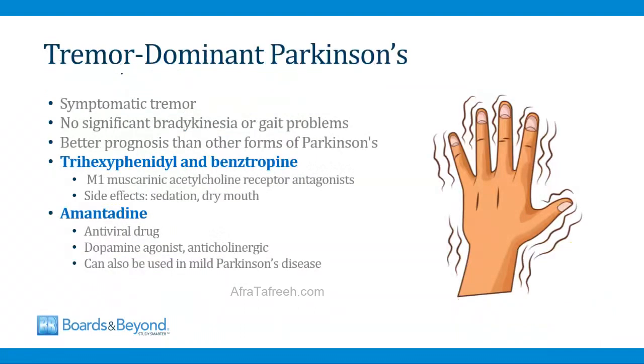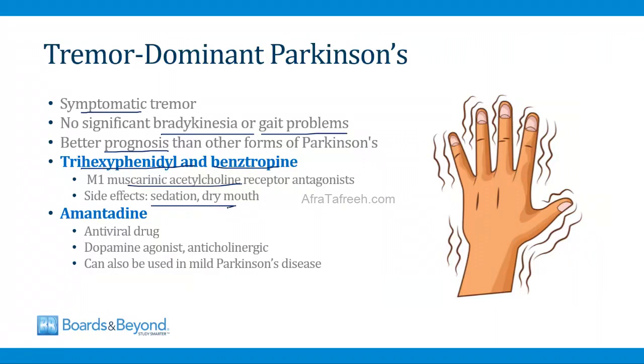Tremor-dominant Parkinson's disease is a version of Parkinson's where the patient has a symptomatic tremor, but they do not have significant bradykinesia or gait problems. In other words, the dominant problem is the tremor. These patients have a better overall prognosis than patients with other forms of Parkinson's. And in addition, this is the situation where anticholinergic drugs are often used, because anticholinergic drugs are very effective at suppressing the tremor of Parkinson's disease. Trihexyphenidyl and benztropine are M1 muscarinic acetylcholine receptor antagonists, so they block acetylcholine receptors. This helps the tremor, but it brings with it all the usual side effects of blocking cholinergic receptors, things like sedation and dry mouth.